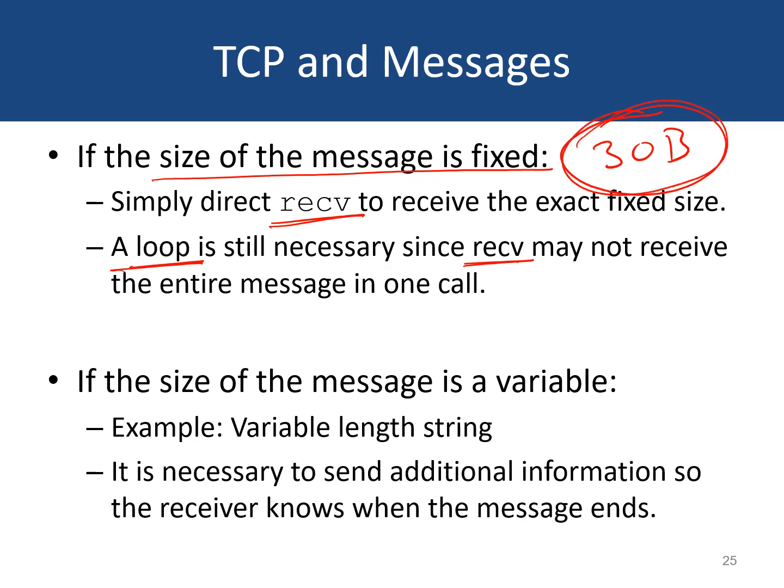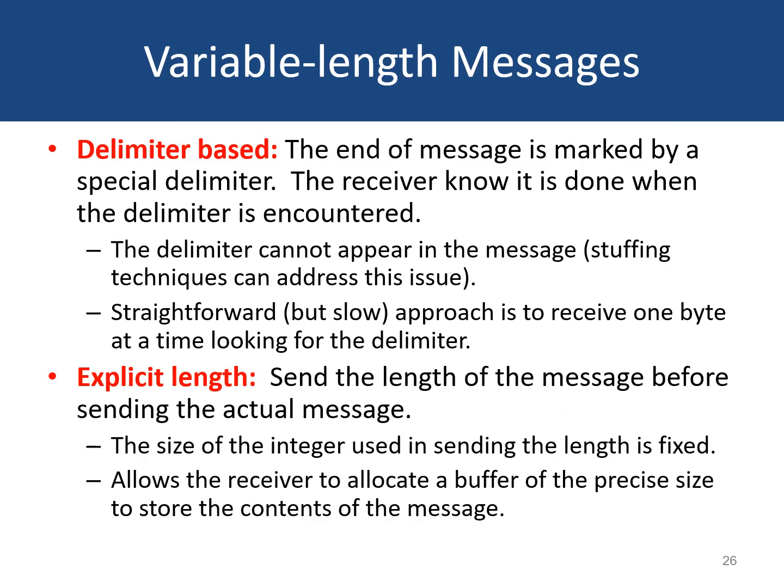The second possibility here is that the size of the message sent by the sender is not known exactly in advance. It is variable. So maybe, for example, the sender is sending strings which may be of variable length. In this case, to reliably retrieve the entire message, it is necessary to send some additional information so that the receiver knows when exactly the message has completely arrived or when the message ends. Here are some things that can be done to detect the end of a variable message.